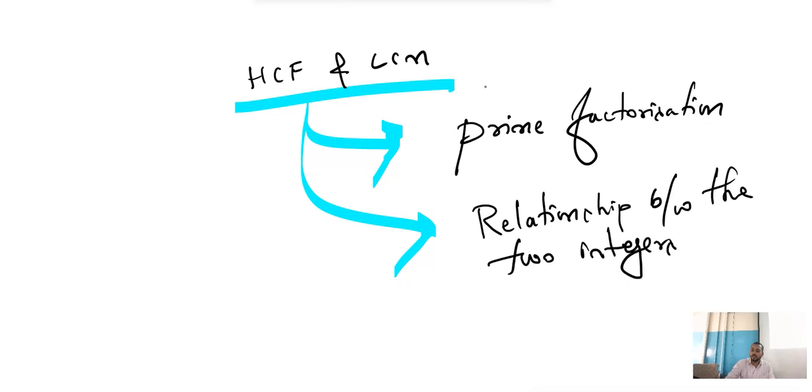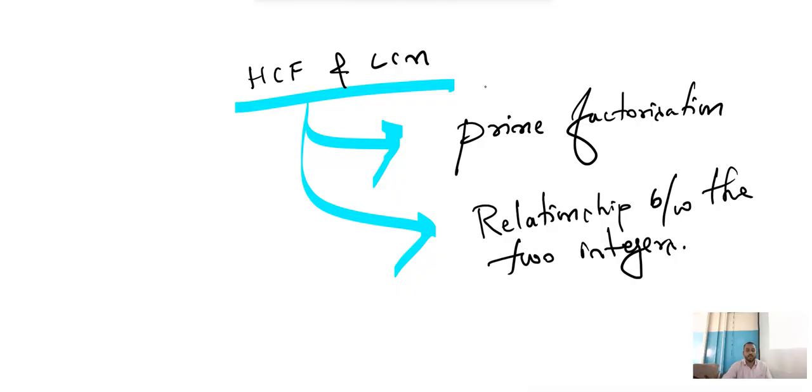Relationship between the two integers method. To find the HCF and LCM, we have got 2 methods. Please understand carefully. In the exam, if they ask you to use a particular method, then you should use the same method. If they have not mentioned anything and are just asking directly to find the HCF, then you can find the HCF by any of the methods. If they mention prime factorization, you have to use prime factorization only.